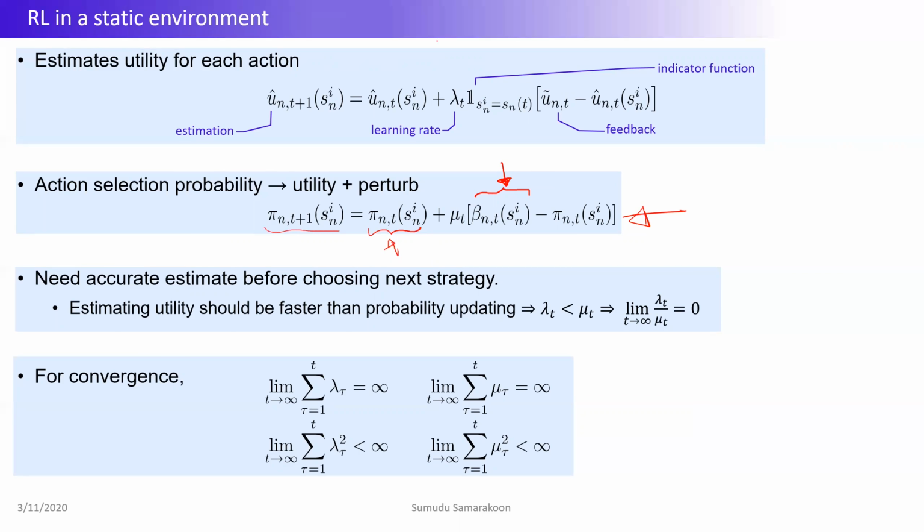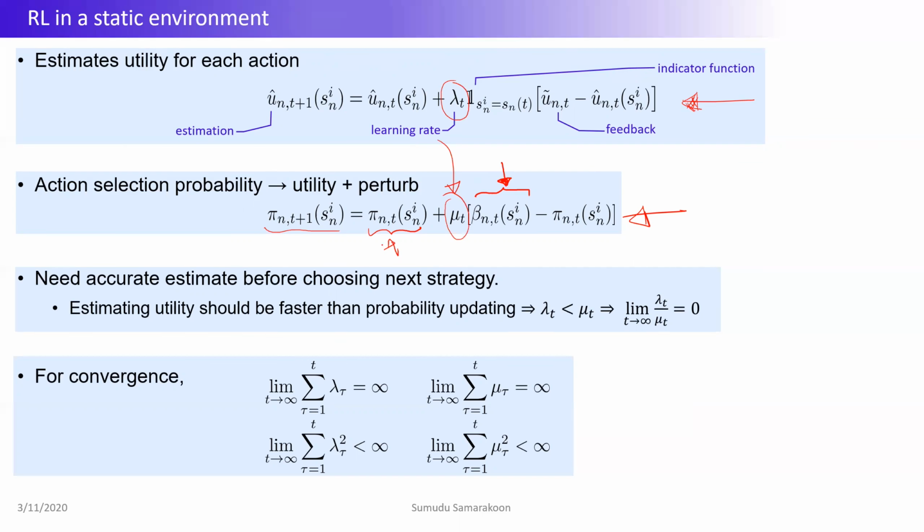It is quite similar to what we did in this utility. Here we try to estimate the payoff over time. Here we try to estimate the strategy selection probability over time. Now you can see the learning rates here, lambda t and mu t. They are not identical, right? They are two different things.